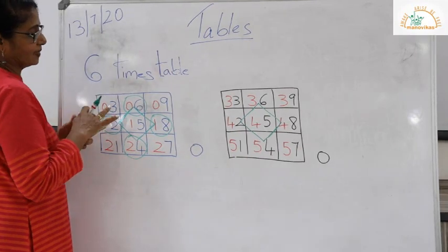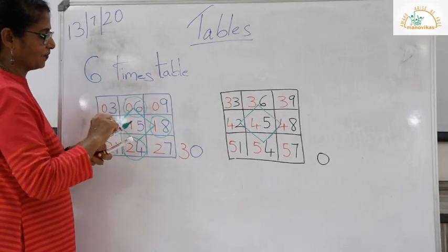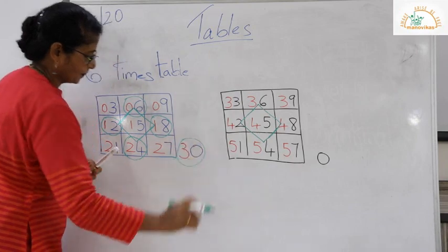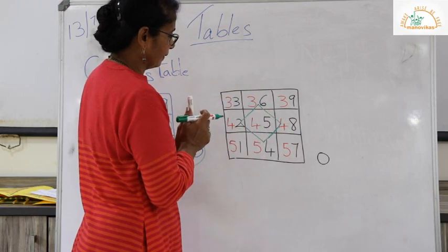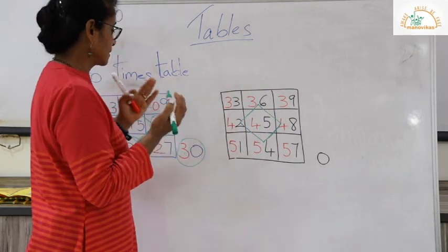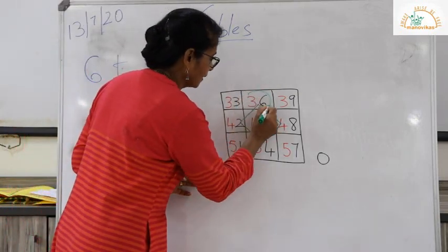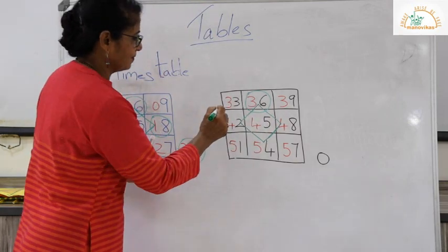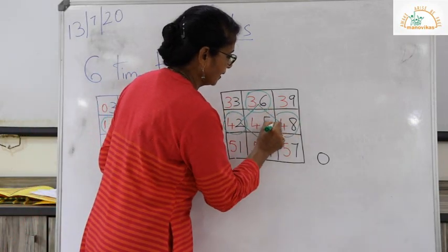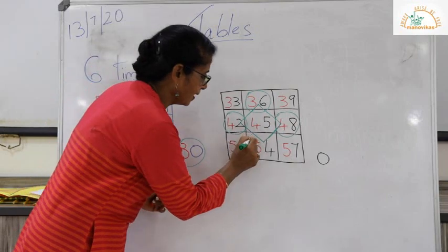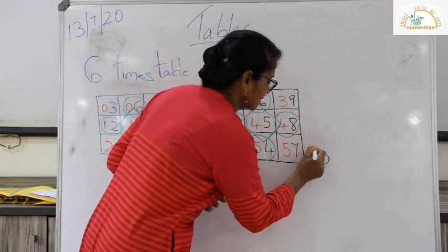6 fives is 30. And here is our 0. So we are going to write number 3 here. And we get 6 fives are 30. Now we go to the second grid and we get our number 6. 6 6s is 36, and here is 36. 6 7s are 42. 6 8s are 48. 6 9s are 54. And 6 10s are 60.